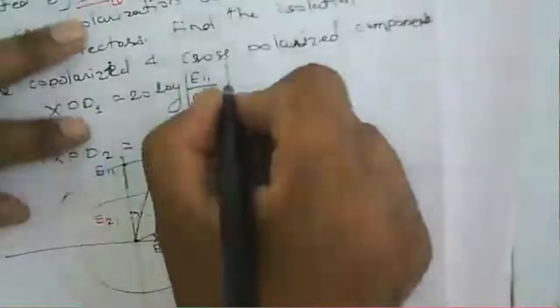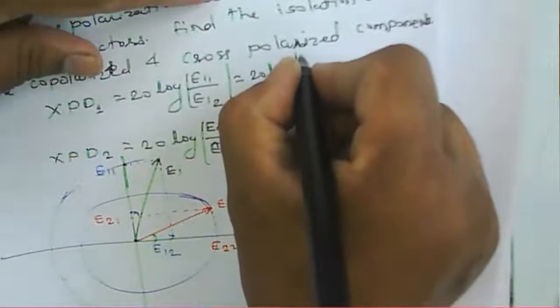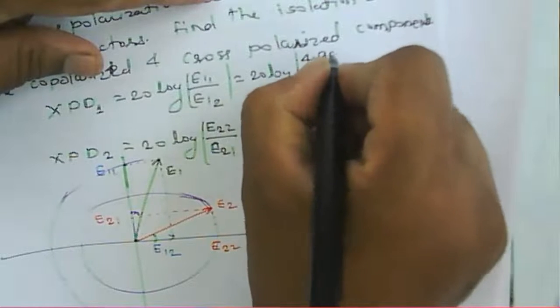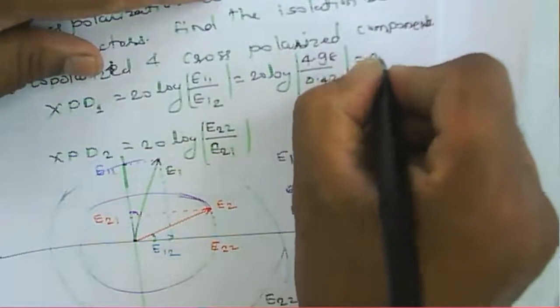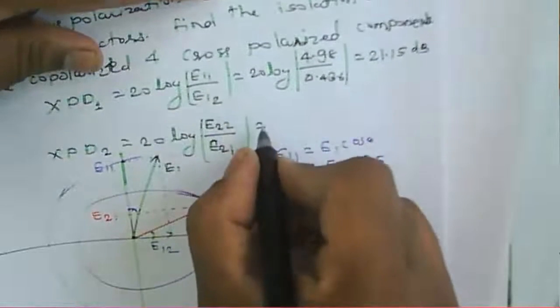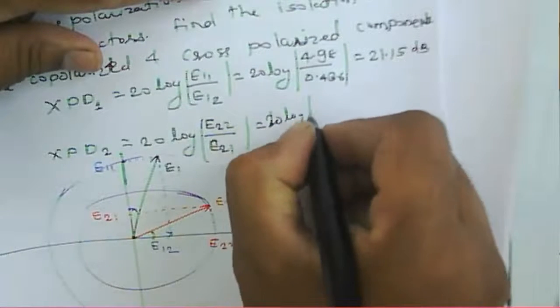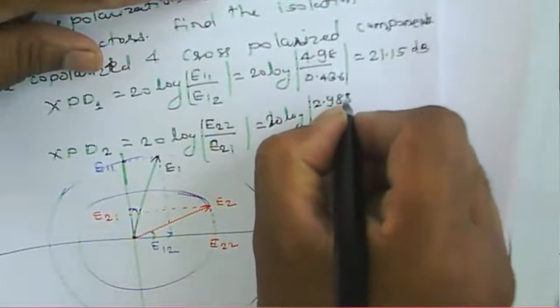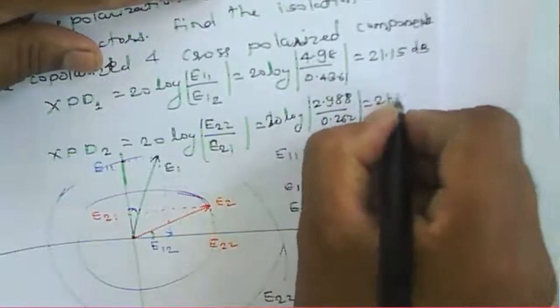If you put that here, 20 log of E11 by E12, that is 4.98 by 0.436, you will get 21.15 dB. And 20 log of E22 by E21, so 20 log of 2.988 divided by 0.262, you will get 21.142 dB.